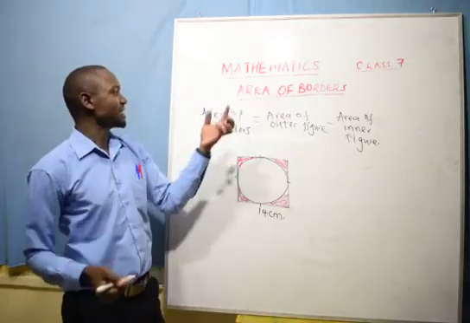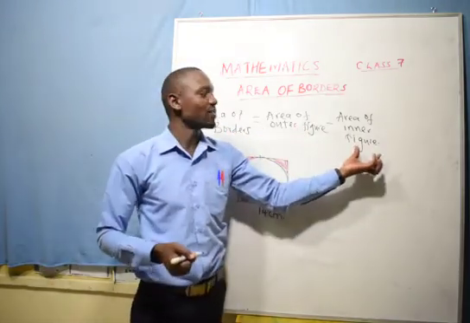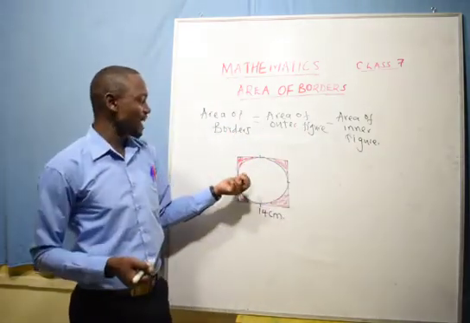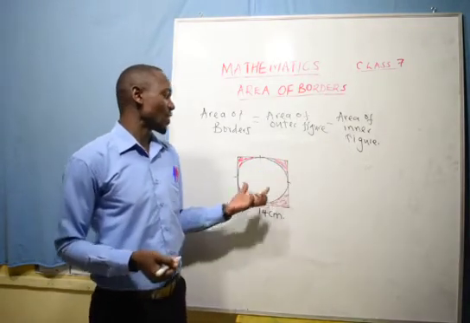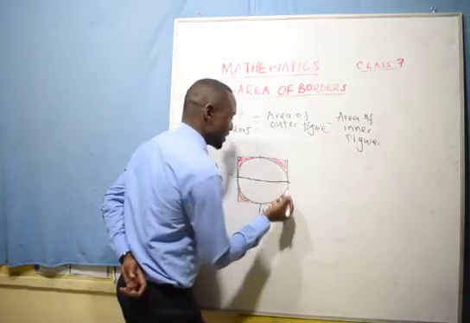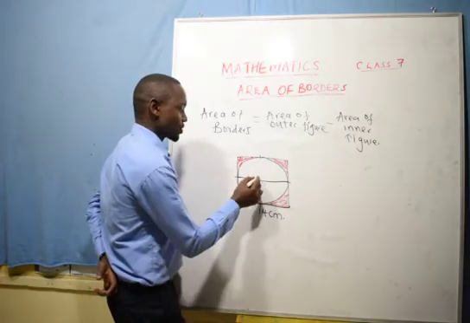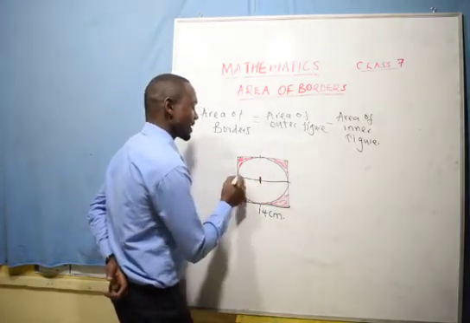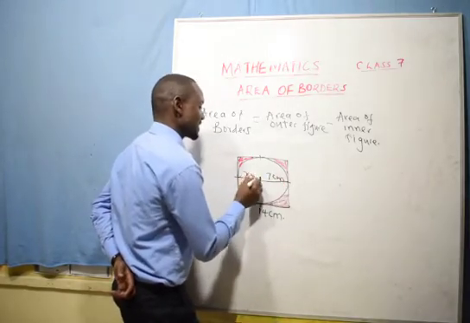I began by saying the area of the shaded part is given by the area of the outer figure minus the area of the inner figure. In our case, the outer figure is a square of side 14 centimeters. The inner figure is a circle. Remember, the diameter of the circle is equivalent to the length of the square. So the diameter is 14 centimeters, and the radius is 7 centimeters.